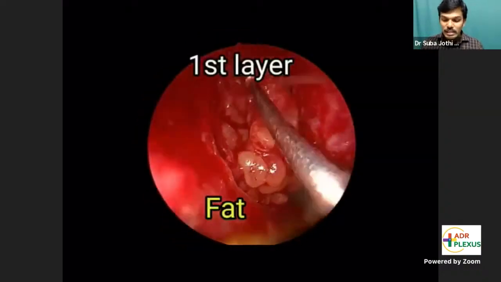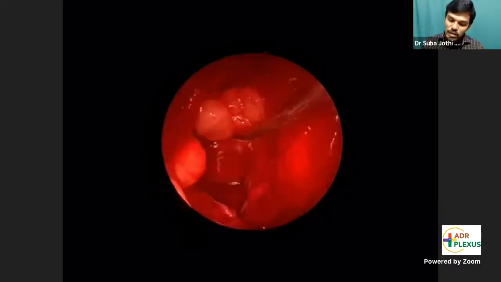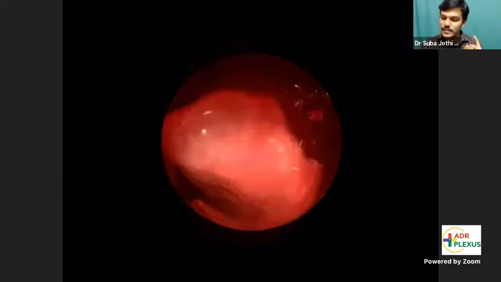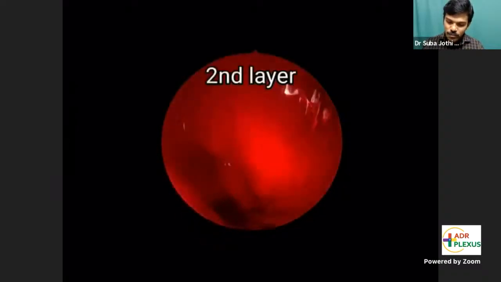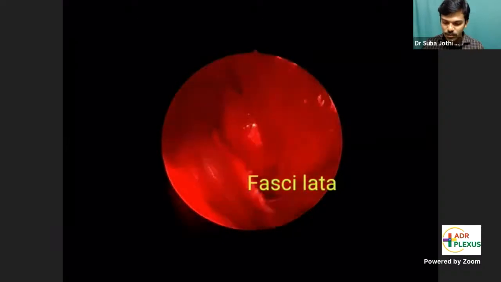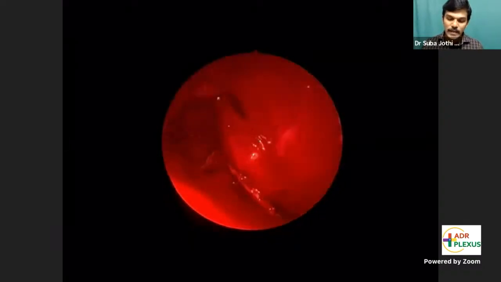First, this is actually a 7-layer technique. We are using 7 layers. So first one is fat, inserted as the first layer. Fascia lata as the second layer. Just look at the fascia lata. It is harvested from the thighs.